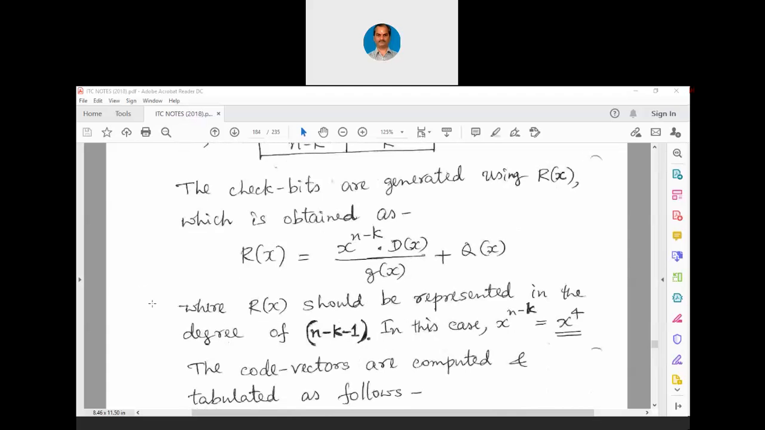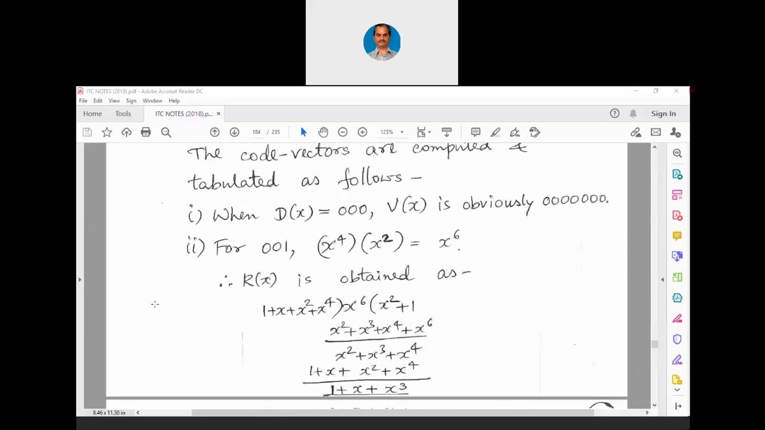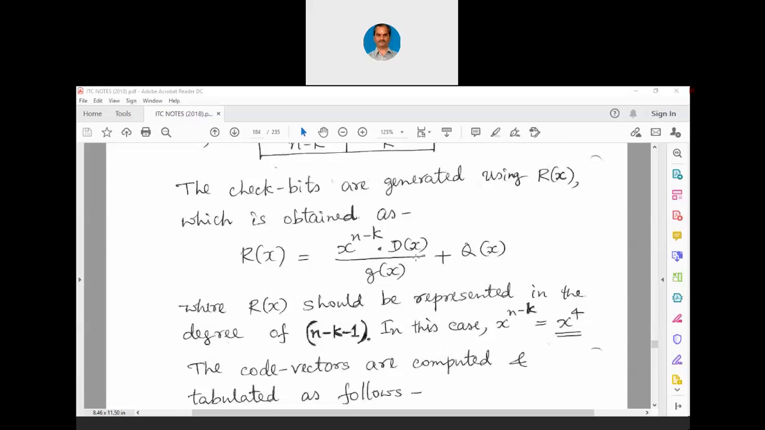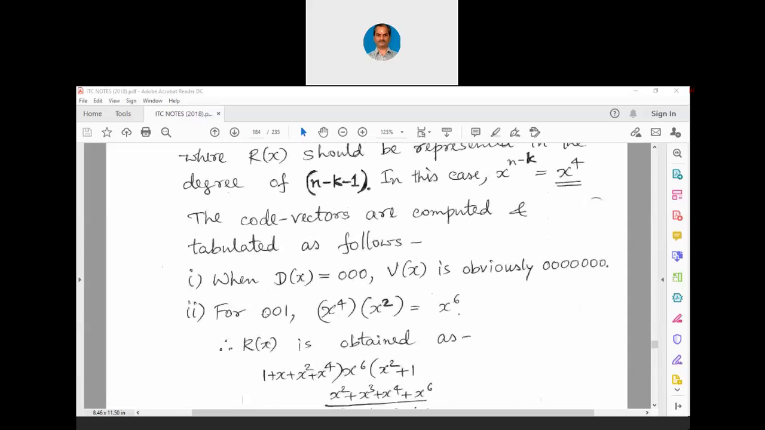So in this particular case, x power n minus k is x power 4. So the code vectors are computed and tabulated as follows. When d of x is 0, 0, 0, obviously v of x is all zeros. For 0, 0, 1, we had performed this division, right? For 0, 0, 1, x power 4 into x squared, you can see this, x power n minus k into d of x. So for 0, 0, 1, it is 1 plus x squared, but the first 2 terms are 0. So the last one is x squared itself. So we get the term here x power 6.